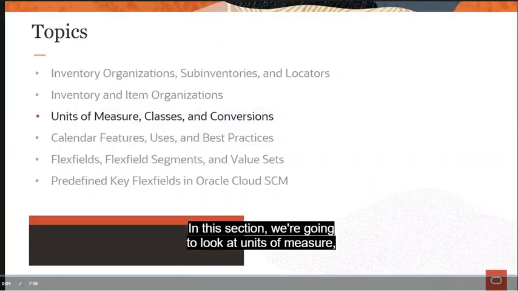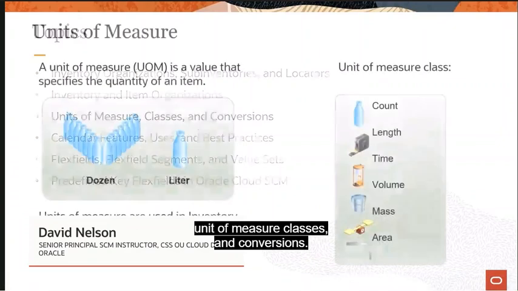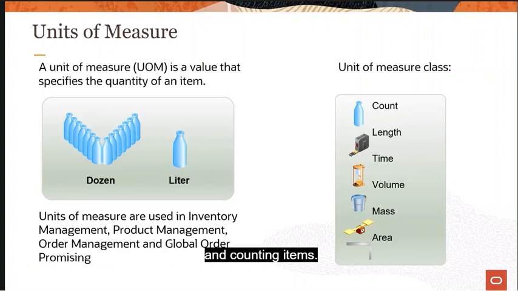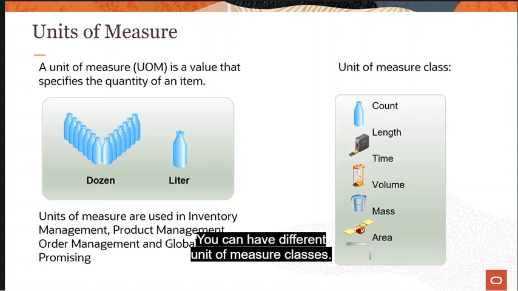In this section, we're going to look at units of measure, unit of measure classes, and conversions. You define units of measure for tracking, moving, storing, and counting items. There's a couple of examples where you have a dozen bottles or a liter. You can have different unit of measure classes, and within a class, you have different units of measure.